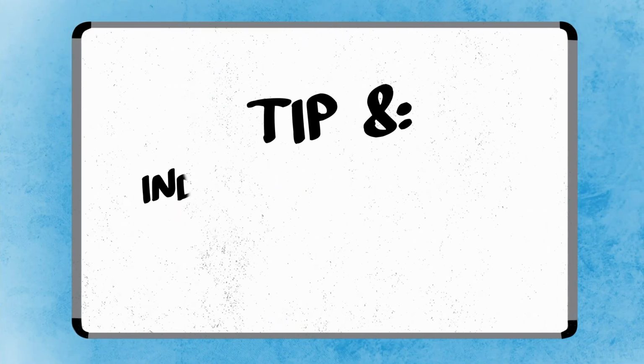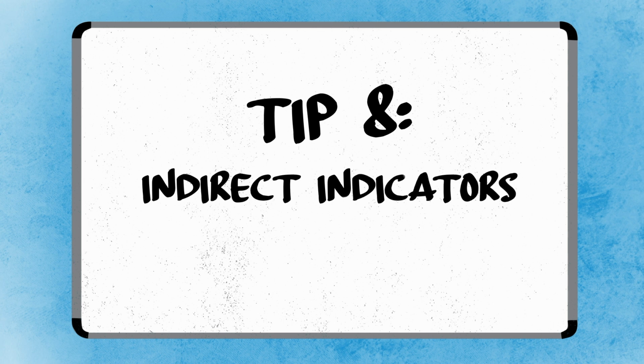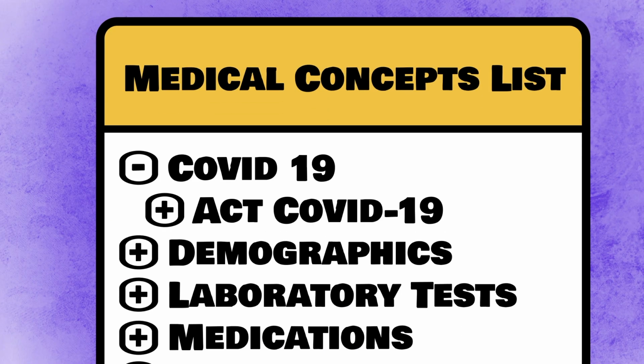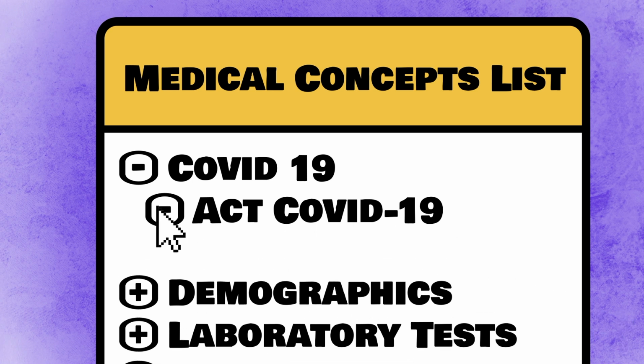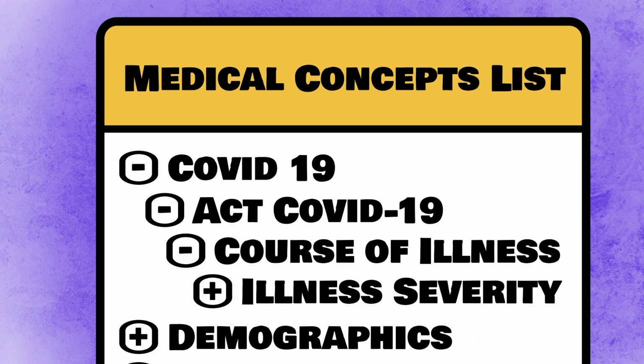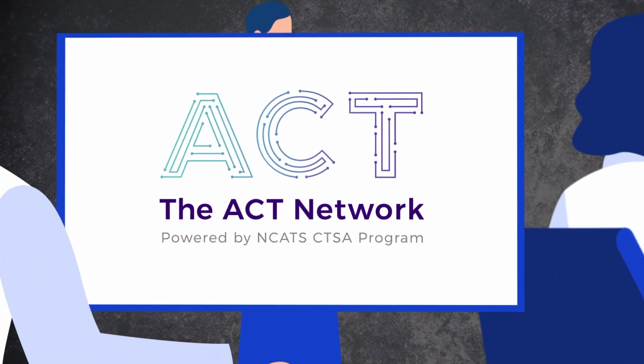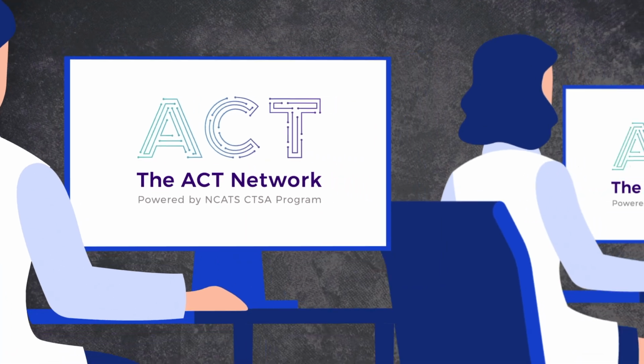Tip 8. Indirect indicators of disease severity can be revealing. An organized list of direct and indirect markers of COVID severity can be found under ACT COVID-19, Course of Illness, Illness Severity. ACT has rapidly developed COVID-specific query tools and continues to work on refining these tools.